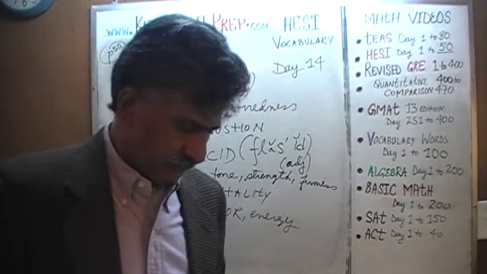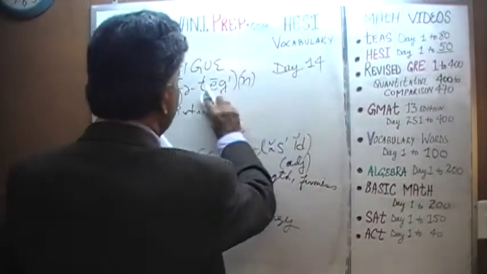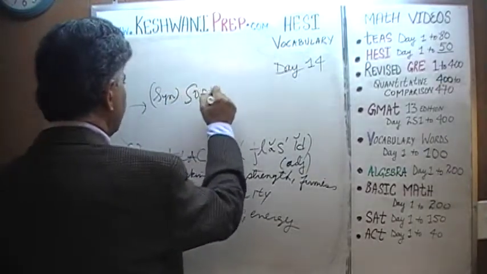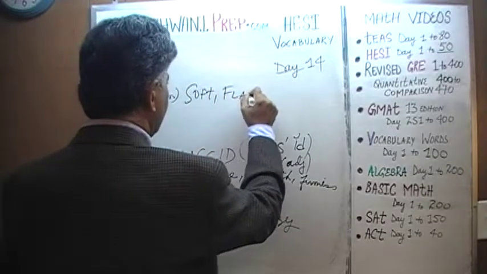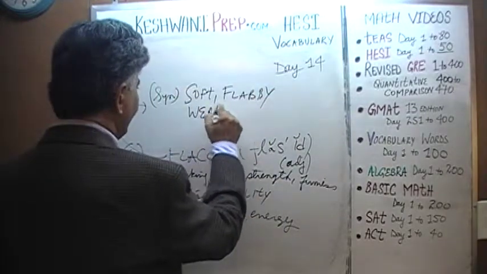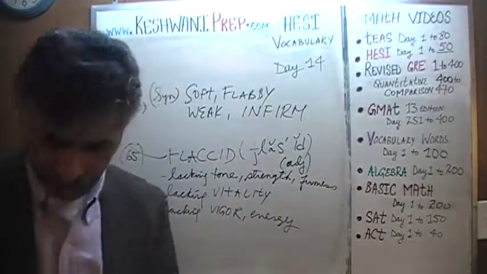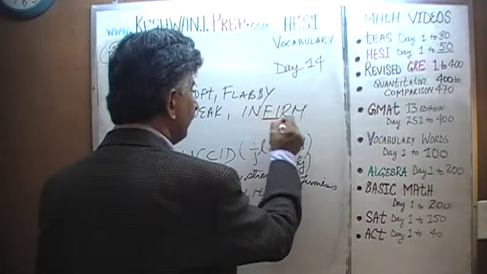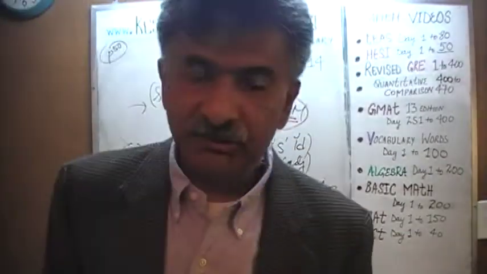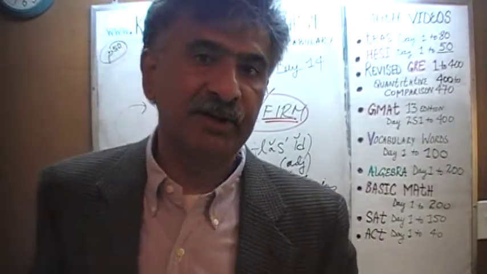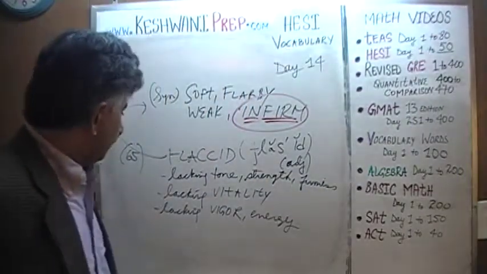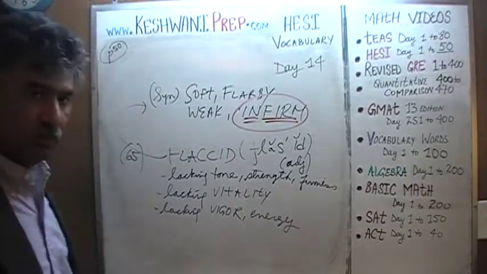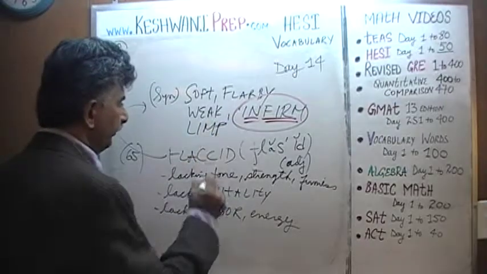The synonyms of the word flaccid would be soft, flabby, weak, or infirm. But don't pronounce it the way I just did. It's not in-firm, it's infirm. Don't hyphenate it. Infirm is the antonym of firm. Infirm simply means it's not firm, it's not strong, it doesn't have vigor, it lacks vitality, it lacks strength, it lacks energy. It's weak, it's not firm, it's infirm. That's what flaccid means.